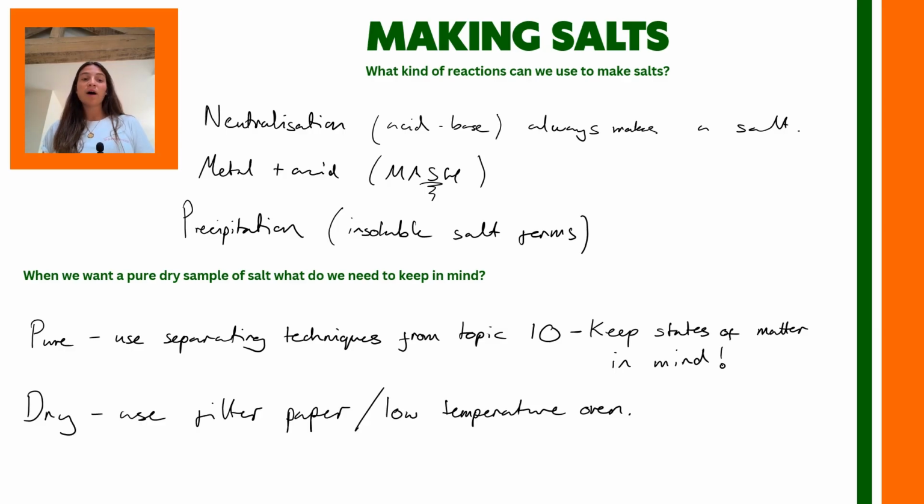And then to make it dry, a dry sample of salt, if it was an insoluble salt that you'd filtered off, you might use a bit of filter paper to dry it, or a low temperature oven. If you were using crystallization, then you might have to leave the evaporating basin somewhere and wait for the water to fully evaporate to form those crystals, for example.